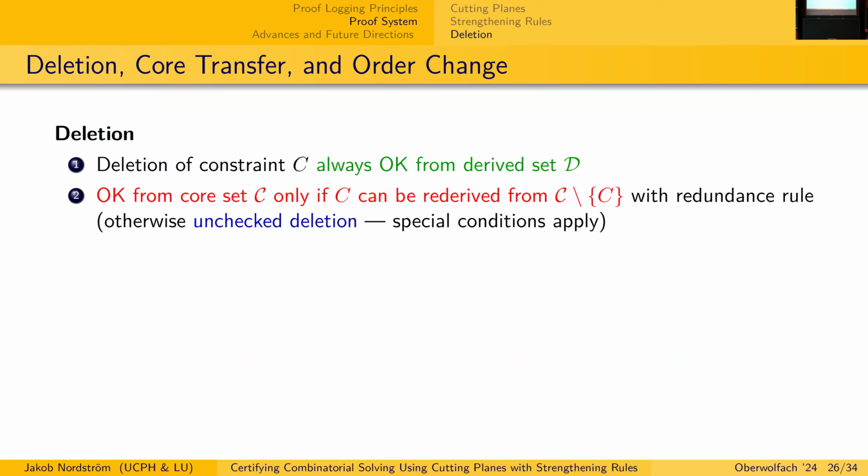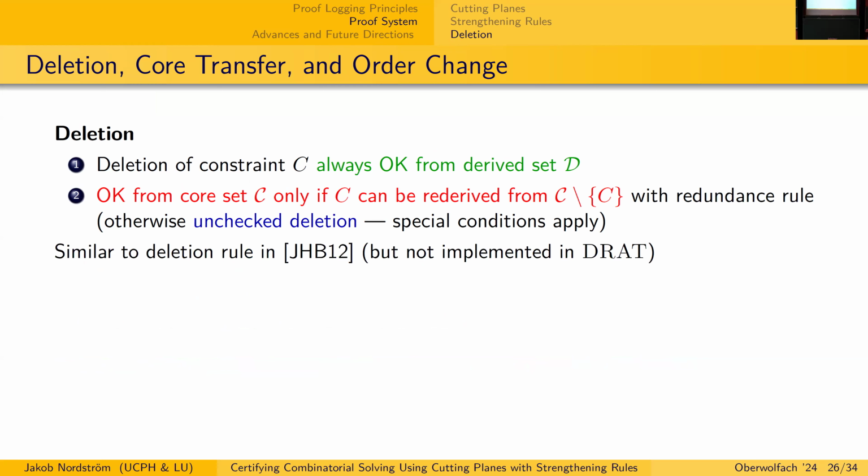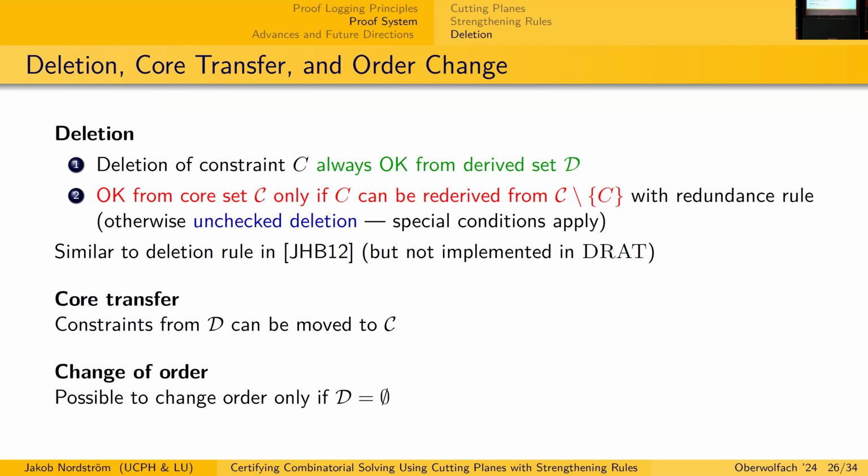And then you have to argue why this maintains soundness. And this is actually something that the SAT people already had when they designed their DRAT proof logging system, but they never implemented it. In order for this to make sense, I want to be able to move things from the derived set to the core set. For instance, if I knew that a variable is true, I will typically add it to the core. If I want to change, okay, we didn't talk so much about orders, but you can sort of change the order with respect to which you're doing your derivations, but then the derived set has to be empty because otherwise, again, ugly things can happen.